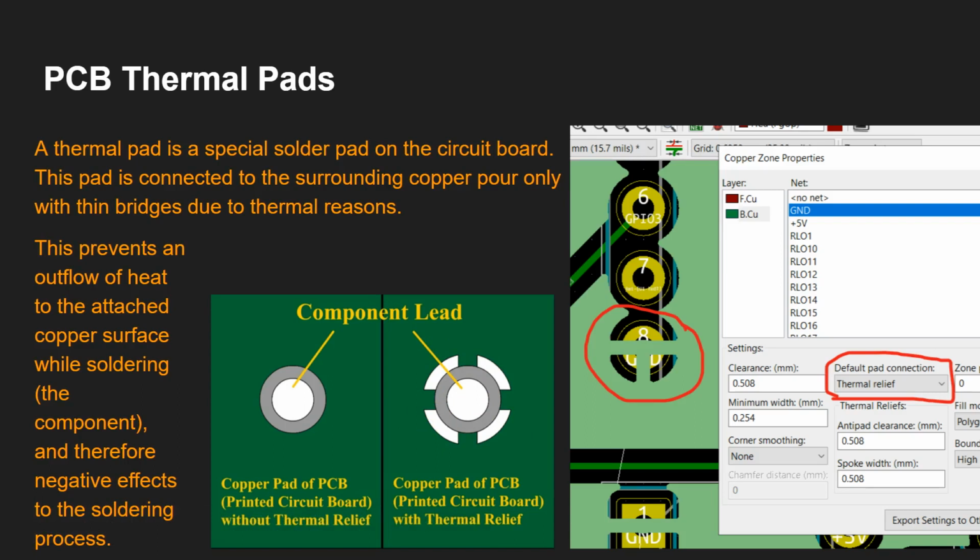Thermal pads are physical features that are designed into the PCB to help manage the heat, either for cooling components or to assist in the soldering process of a through hole pin. So here in this picture, this is the component lead copper pad of the PCB without thermal relief, and this one is with the thermal relief, and here you can see these are the voids.